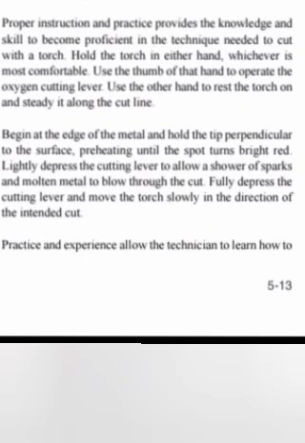Proper instruction and practice provides the knowledge and skill to become proficient in the technique needed to cut with a torch. Hold the torch in either hand, whichever is more comfortable. Use the thumb of that hand to operate the oxygen cutting lever. Use the other hand to rest the torch and steady it along the cut line. Begin at the edge of the metal and hold the tip perpendicular to the surface, preheating until the spot turns bright red. Lightly depress the cutting lever to allow a shower of sparks and molten metal to blow through the cut.